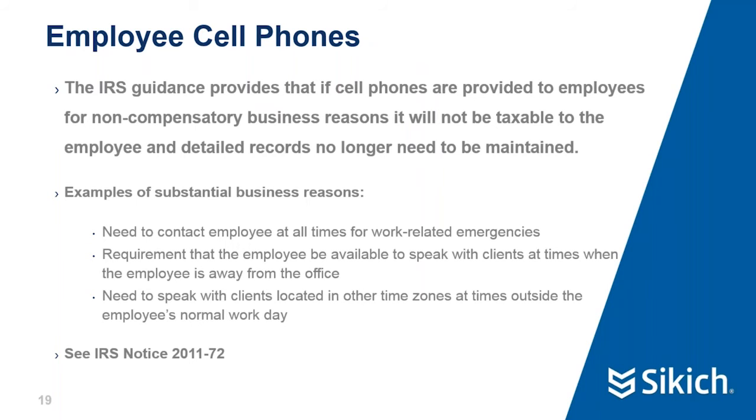Employee cell phones. So several years ago, prior to 2011 actually, cell phones that were provided to employees needed to be tracked, with detailed records of how much time the employer-provided cell phone is being used by the individual, whether it be personal time or business time. The IRS in 2011 determined that it is not taxable to the employee and that detailed records no longer need to be maintained.